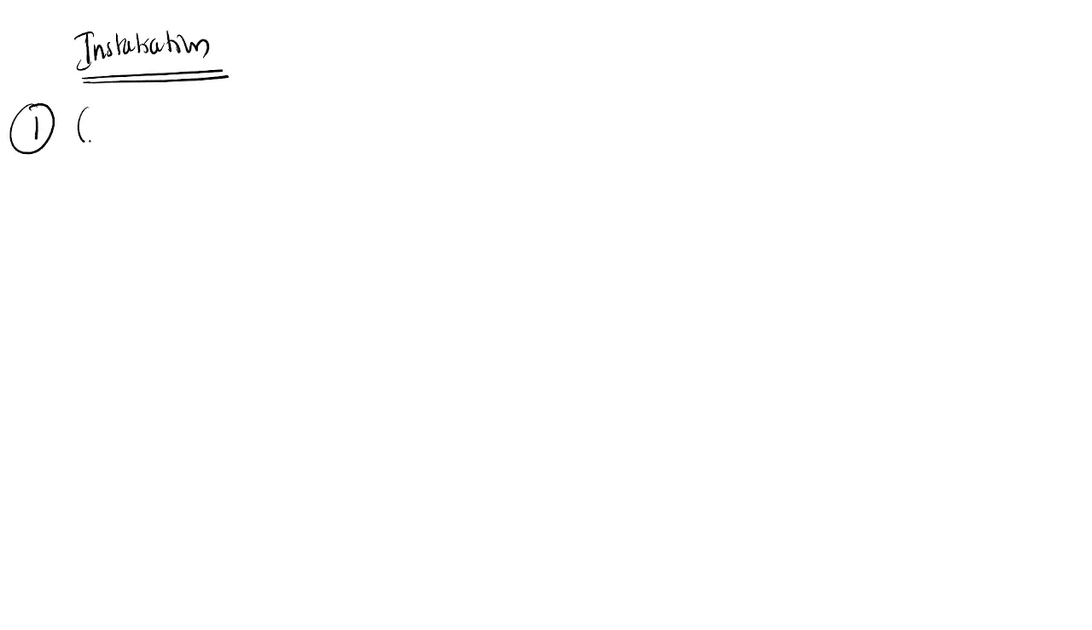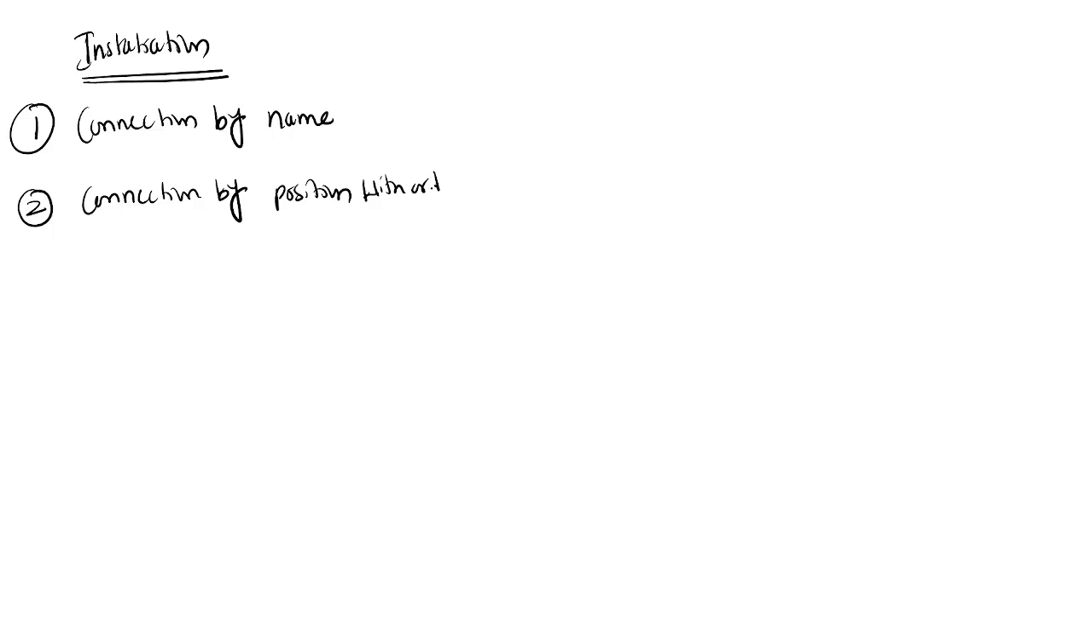One is connection by name, and the next one is connection by position with order list. First we will see the connection by name. What is this connection by name? Connection by name we will see.